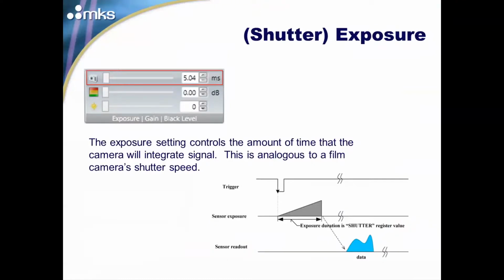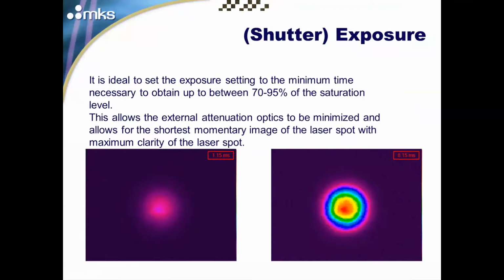The exposure is similar to the shutter on a film camera. It's how much time the sensor will integrate light per frame. It's ideal to set the exposure so you get a peak signal between 70 and 95% of saturation. In BeamGage, you'll see that color is going to be in the orange and the red on the default color palette, and that gives us the best possibility of getting a really stable measurement.